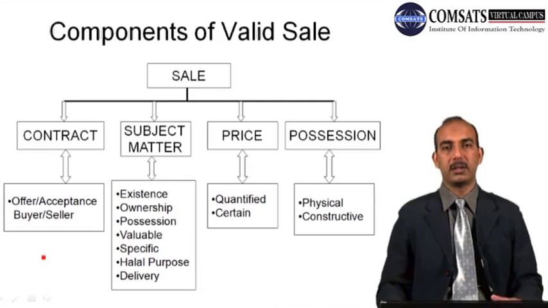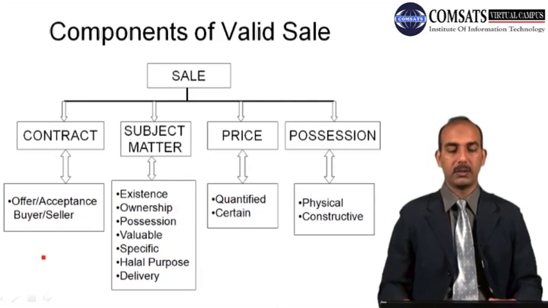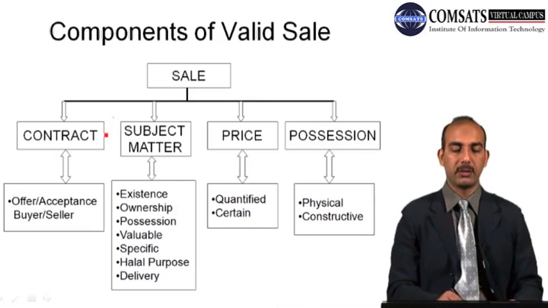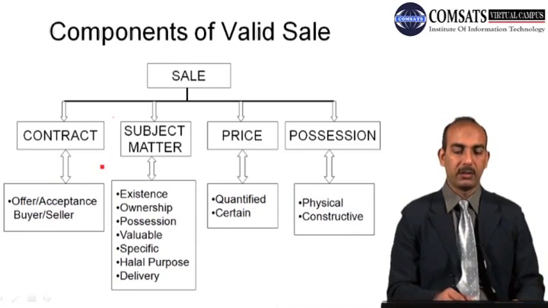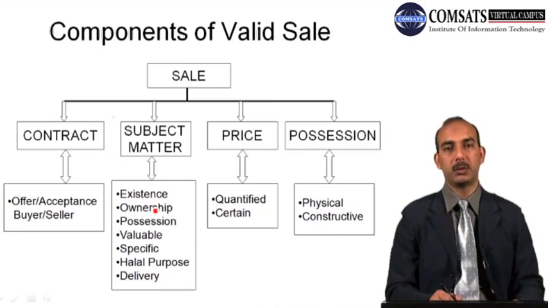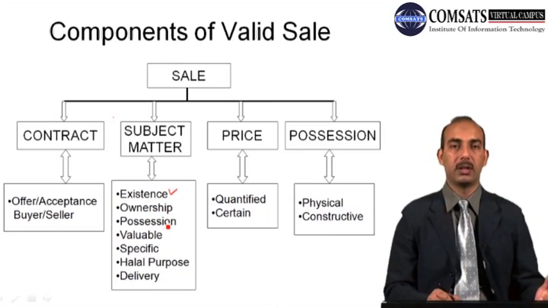And for a valid sale transaction under the Islamic economic system, if we look at this chart, we can see that first of all there is a contract between the buyer and the seller. A price is offered, and if it is accepted by the seller, then the first step is taken. And the second step is the subject matter, what is being sold. So it must be in existence. Something which is not even created or manufactured cannot be sold. So the thing which is going to be sold, the subject matter, should be in existence. And the ownership must be clearly defined. Who is the owner of that asset? And who is possessing that asset?